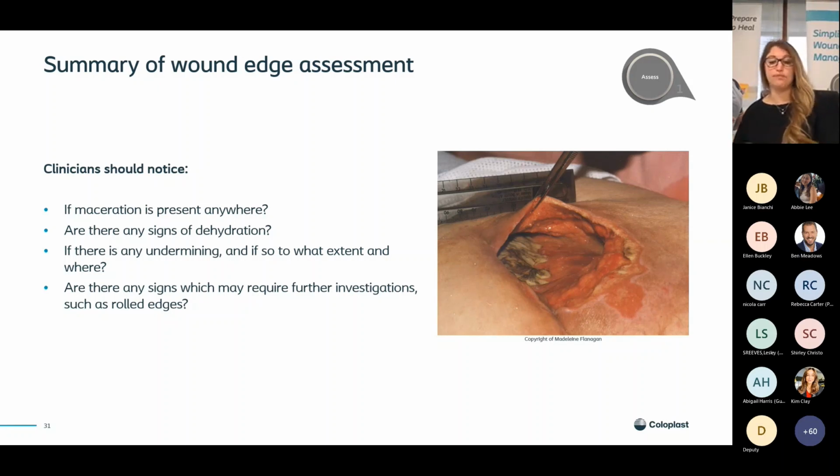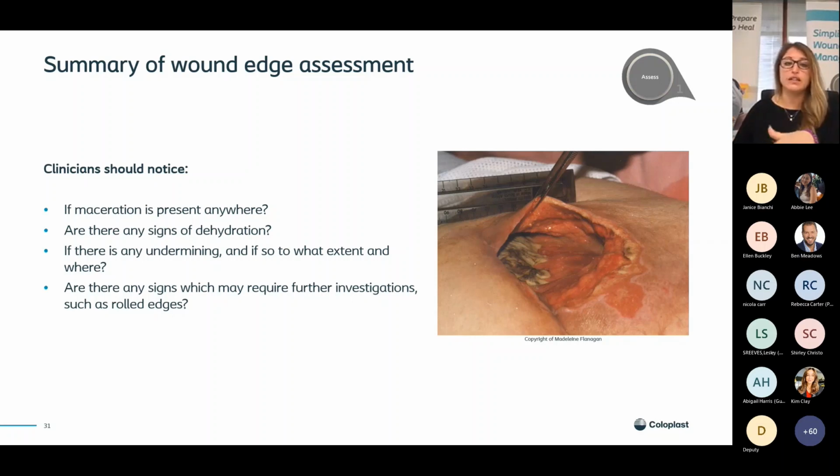A good way to document your undermining is to use a clock face. So if you've got, let's say, a category 4 pressure ulcer on the sacrum, 12 o'clock is going to be towards the patient's head, 6 o'clock is going to be towards the patient's feet. And if you write whereabouts on that clock face your undermining is, it's easier for the next person coming in to have a look at that wound. They can see if it's still as deep at that position on that clock face, or whether there is now undermining elsewhere on that wound.